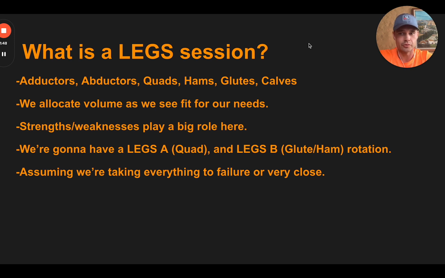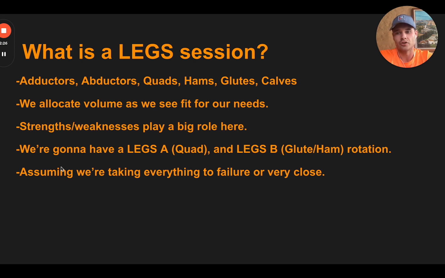Again, as in other videos, we're going to allocate specific volume to our needs. Everybody is going to be different. Strengths and weaknesses will play a big role. You could be someone who has very good quad development, your quads have grown tremendously over the last couple of years, but your hamstrings and glutes, or general posterior chain, are lagging behind. So you're going to need a little bit more volume allocated to the posterior chain. Vice versa, some people do have big hamstrings and glutes, but quads are just lacking, so they're going to need quad volume. Someone might need more calf work. I can't give you a one-size-fits-all approach with that, but you get the drift of what I'm trying to say.